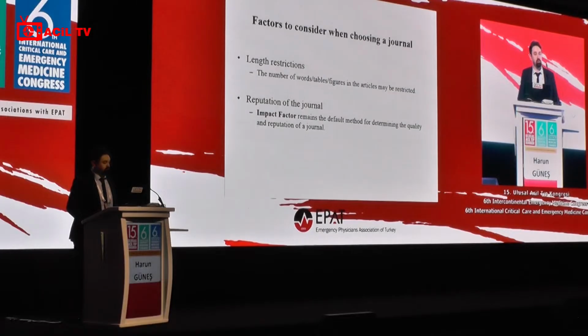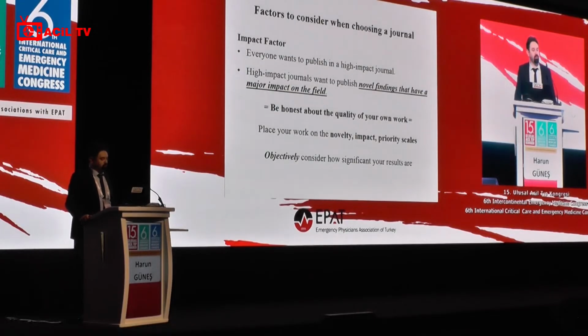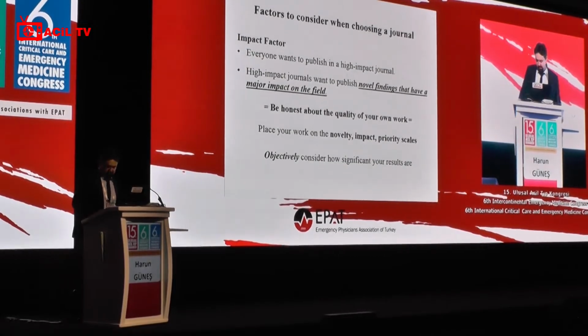And reputation of the journal is of course an important factor. Impact factor remains the default method for determining the quality and reputation of the journal. Everyone wants to publish in a high-impact journal, and high-impact journals want to publish novel findings that have a major impact on the field. So we should be honest about the quality of our own work, and we should place our work on the novelty, impact and priority scales, and we should objectively consider how significant our results are for our community, for our field, and for the wider science.